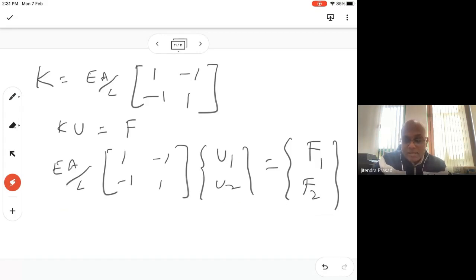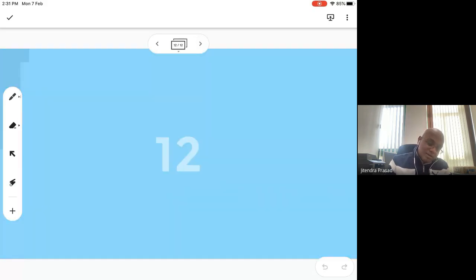Any question, guys, so far? Okay. Now let's look at how assembly works. There we just assembled it, but here what exactly is going on?